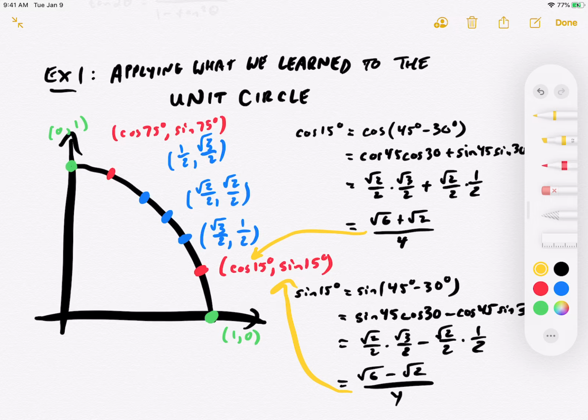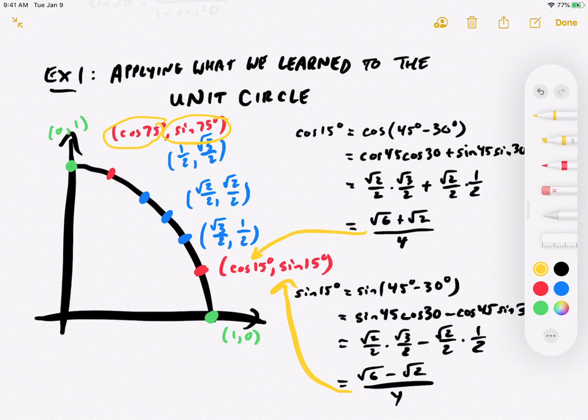Meanwhile, if I wanted to go back here and work out cosine of 75 degrees and sine of 75 degrees, I could use the angle sum formulas instead of the angle difference formulas, or I could just think about it through the lens of a cofunction identity. I know that sine of 15 degrees is the same as cosine of 75 degrees. I know that cosine of 15 is the same as sine of 75.